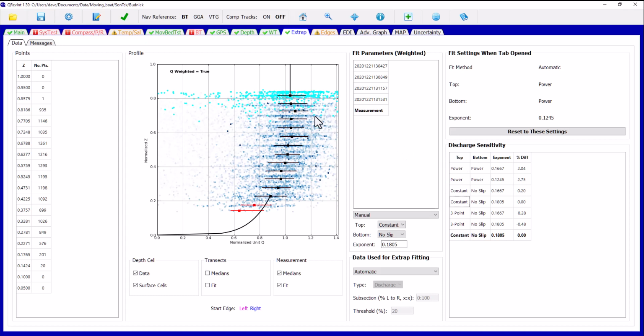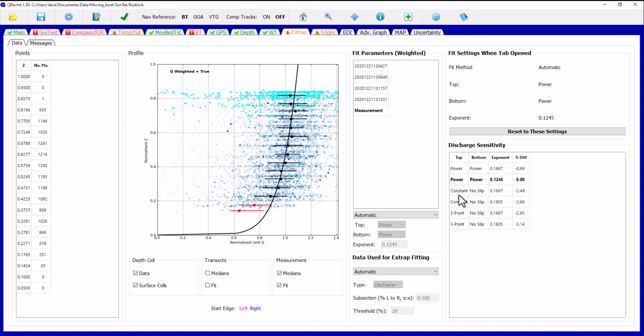This is where the user might use some of the knowledge they have at the site. Was the wind blowing upstream? Does that justify a lower velocity at the surface than that which was computed automatically with a power fit, where the velocity at the surface would actually continue to increase from the measured cell rather than decrease when wind is blowing upstream?